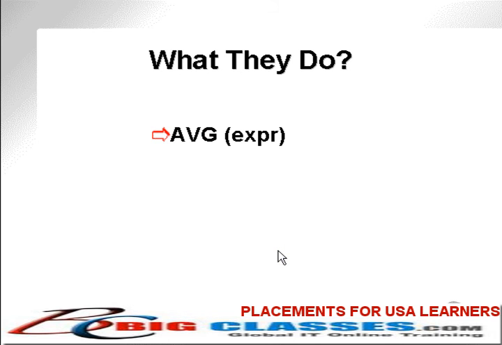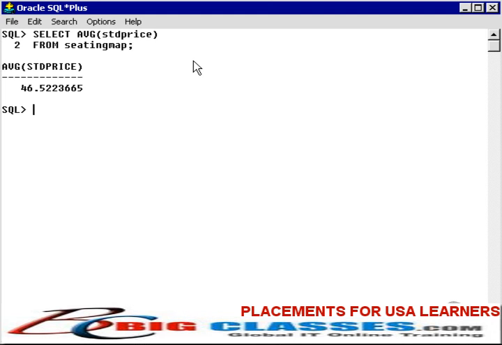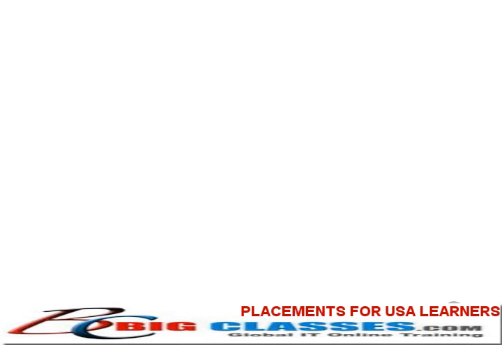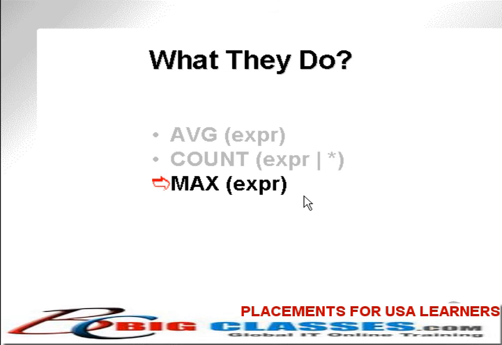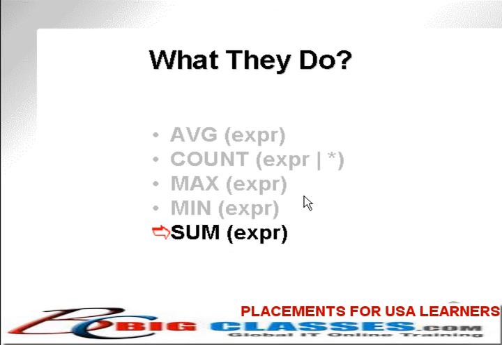Average is applied to an expression. Here's a simple average function, the average of the standard price on the seating map. Count, as we've seen a number of times before, will count on an expression or everything. Max gives a maximum value of an expression, same applies to minimum, and the same applies to sum. Let's go and look at some examples.